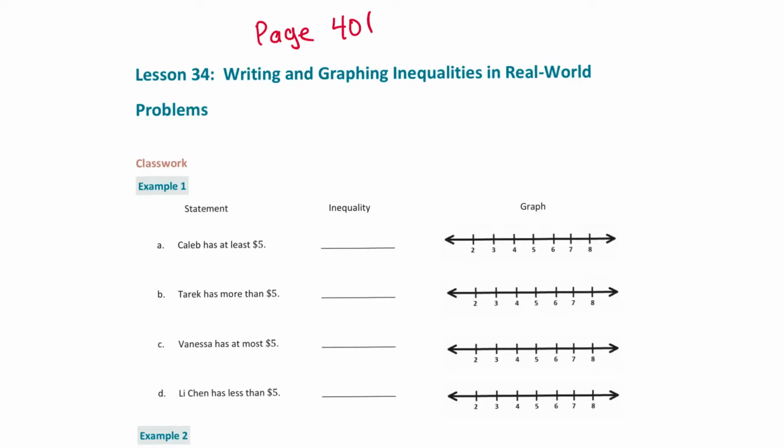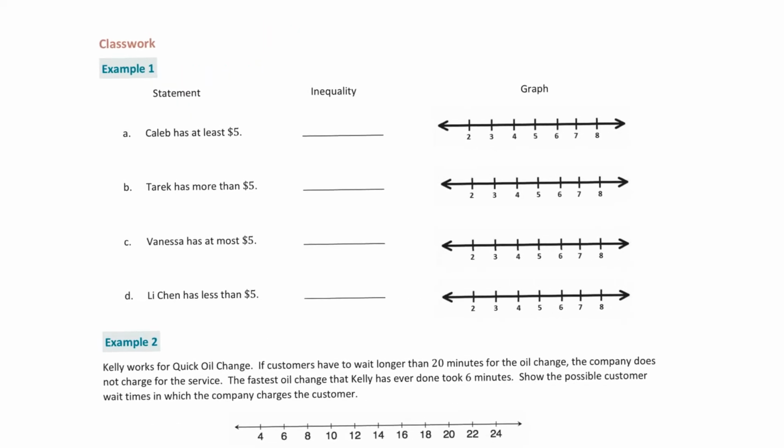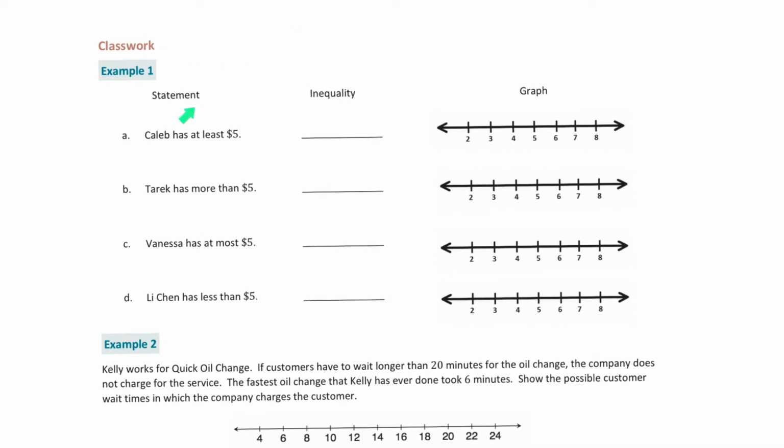We're going to be working on page 401, lesson 34, writing and graphing inequalities in real-world problems. They're going to give us a statement, and then we're going to write the inequality, meaning symbols, and then we're going to graph the possible solutions. Let's look at the first one.